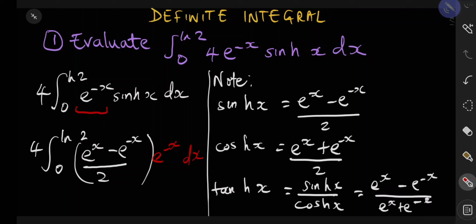So now, looking at this expression, we see that our denominator 2 is a constant inside the integral, because this is just like saying whatever expression we have here times half. So we are still going to take out this constant. Taking it out now, we have 4 divided by 2, then the rest: e raised to power x minus e raised to power minus x, times e raised to power minus x dx.